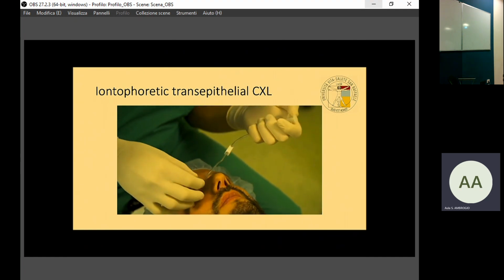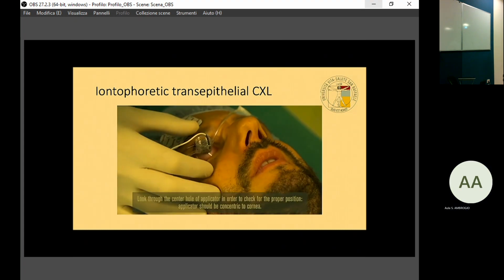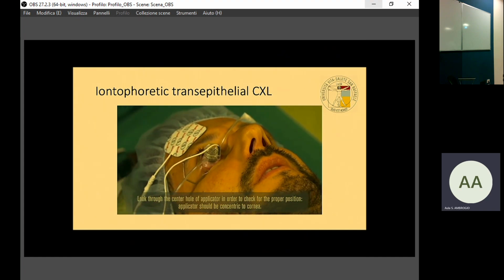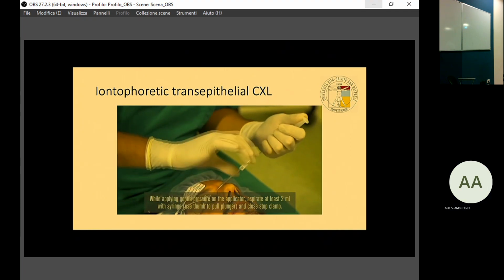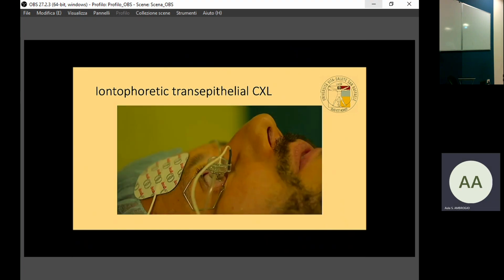At this point, we have positioning of a grid, which is interesting, at the level of the central part of the cornea. And also, we have a syringe, which is used in order to aspirate air, so as to provide the maximal adherence to the epithelium. At this point, we have the injection of the riboflavin.